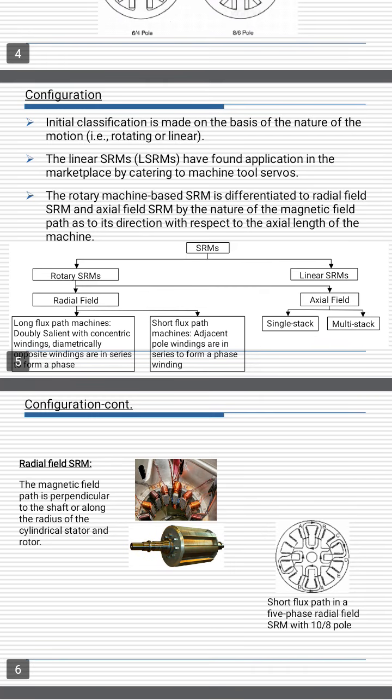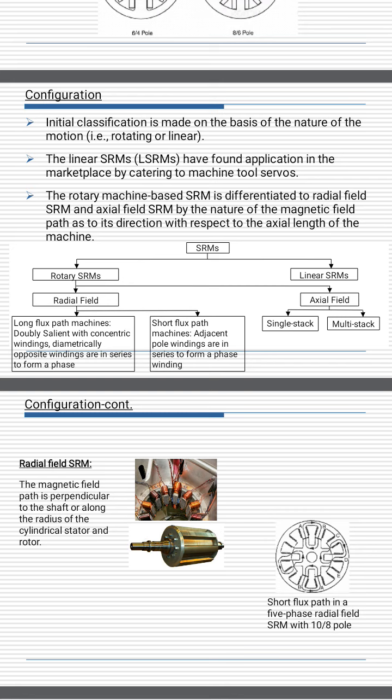Now configuration. Initial classification is made on the basis of the nature of the motion, that is rotating or linear. The linear SRM, LSRM, has found application in the marketplace by catering to machine tool servos. The rotary machine based SRM is differentiated into radial field SRM and axial field SRM by the nature of the magnetic field path with respect to the axial length of the machine.